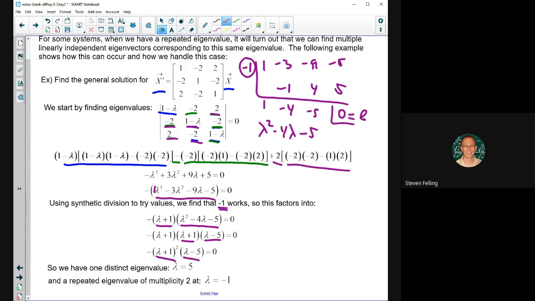And here's the problem. We have a three-dimensional system, so we really need 3 eigenvectors, but we only have 2 unique values. We have lambda is 5 and lambda is -1, but lambda is -1 is repeated. It has a multiplicity of 2. All right, so we're going to have to learn how to deal with that case.